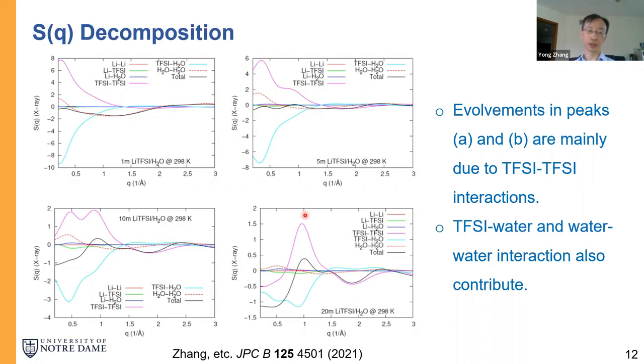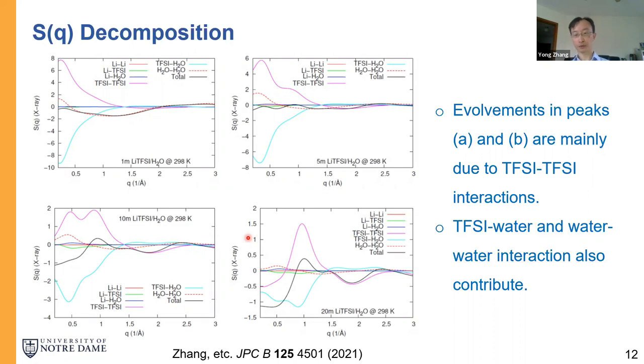But in addition to this TFSI contribution, we can see another signal, which is negative, which is this TFSI-water contribution. It follows the same trend, except that this is negative and that's positive. The other related feature is this water-water contribution. It's a smaller peak, but the trend is similar to TFSI. There's a signal here, still a signal here. It's moving, but less significantly relative to TFSI, I guess. So this tells us TFSI may be the more important contribution to the overall S(Q).